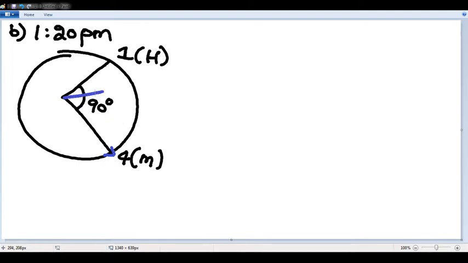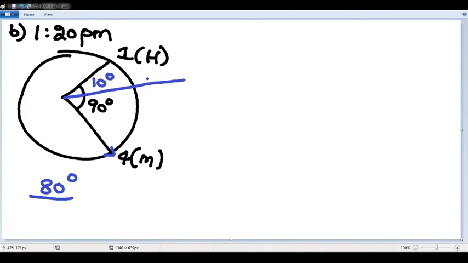the hour hand will not be at 1. The hour hand will move for 20 minutes. 1 minute is half a degree, so 20 minutes is 10 degrees. Out of 90, 10 has already moved. The remaining angle is 80 degrees.